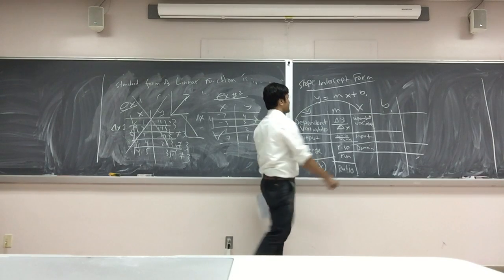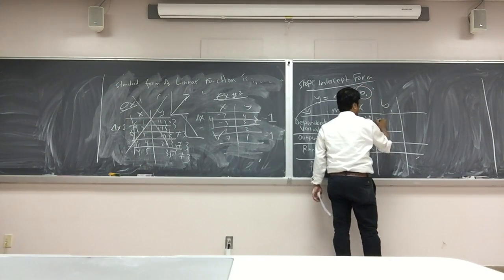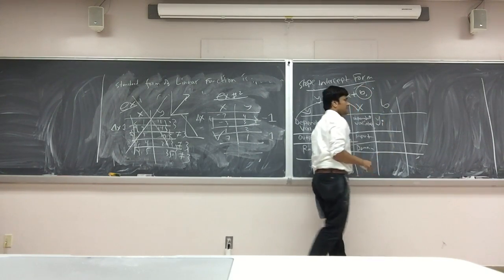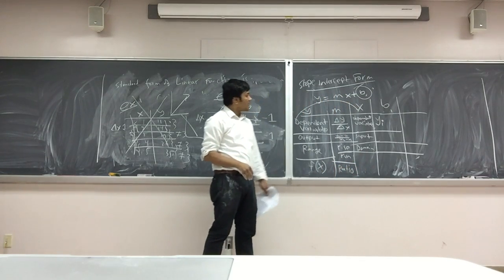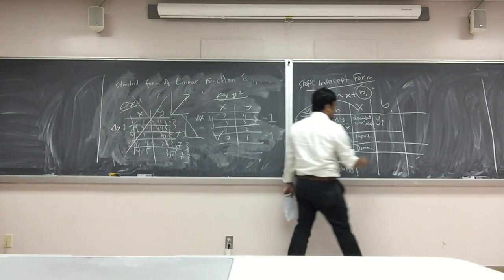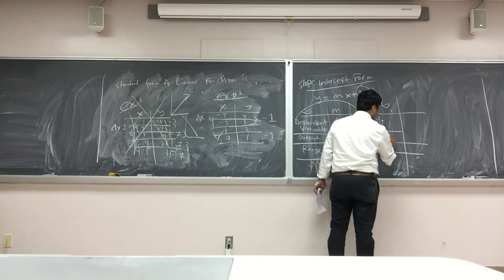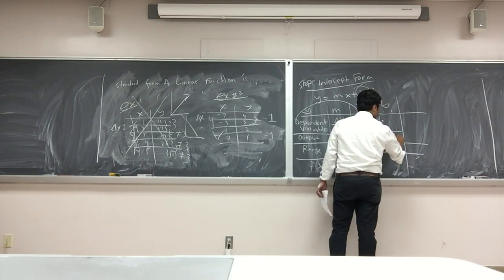B is the y-intercept. This guy is the y-intercept. It can be written as 0, comma, y-intercept.